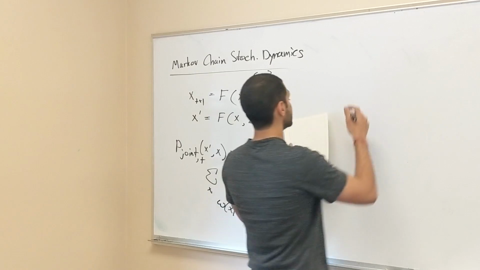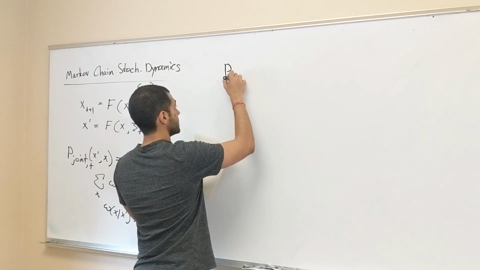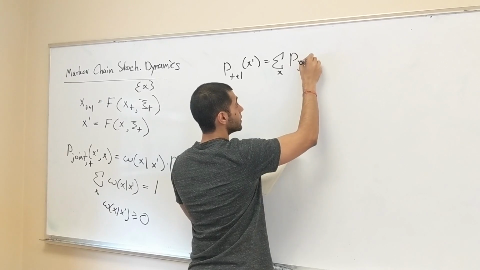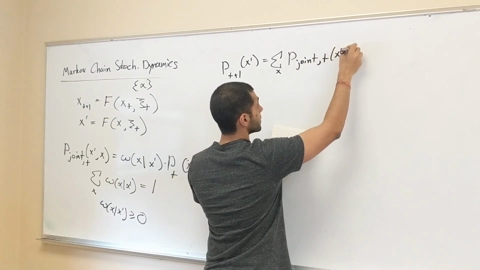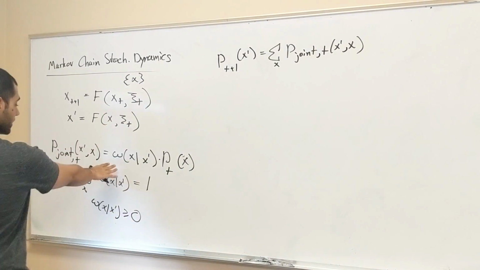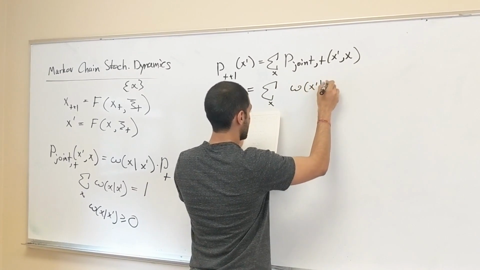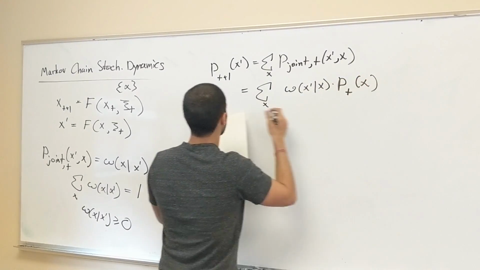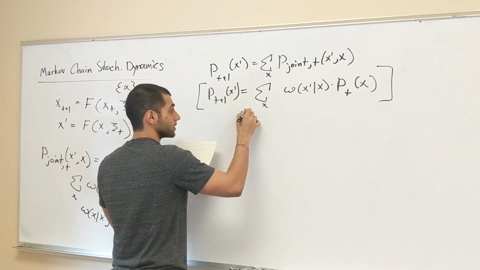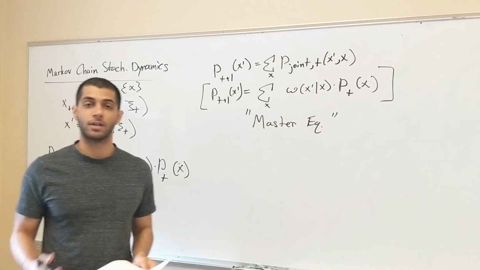Cool. Okay. Now we could write the marginal probability for the configuration at time t plus 1 by just summing the joint probabilities over x. So we're given just the probability of x prime. So inserting our expression for the joint probability, we get something that looks like this. This is a so-called master equation. This equation governs the dynamics of our stochastic process.